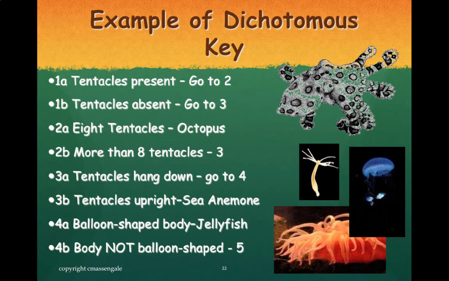For example, let's look at the first animal. Are tentacles present or are tentacles absent? Well, we choose which one. Tentacles are present, so we go to 2. Does it have 8 tentacles or does it have more than 8? Well, I count 8. So 8 tentacles would be the octopus. And that's how a dichotomous key works.